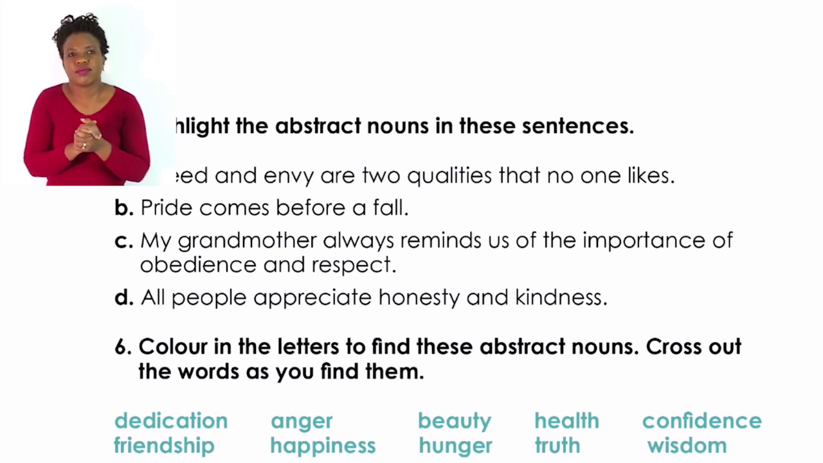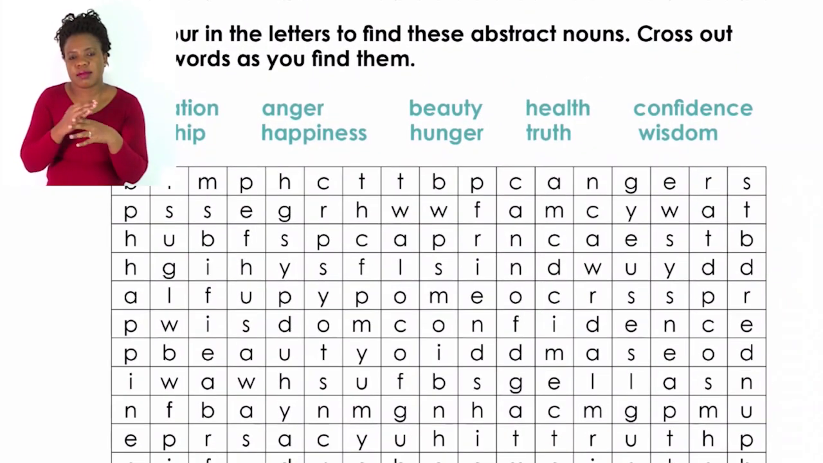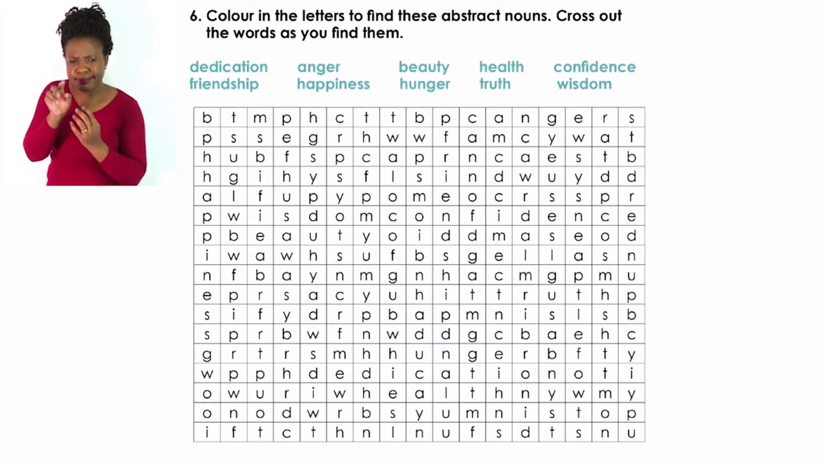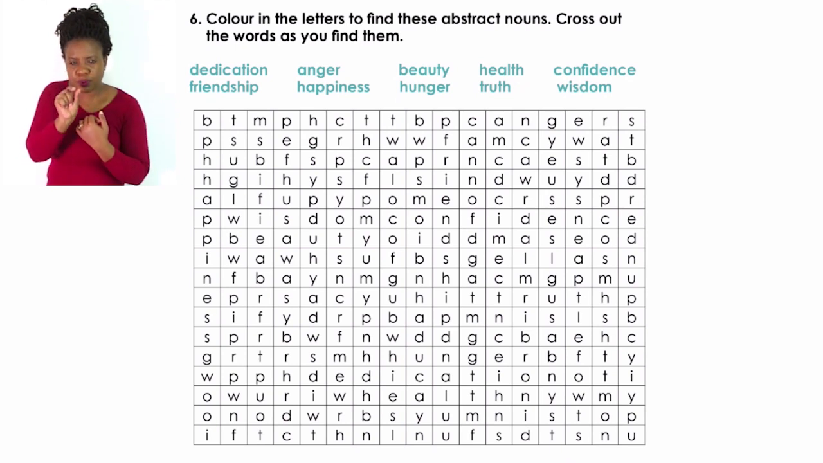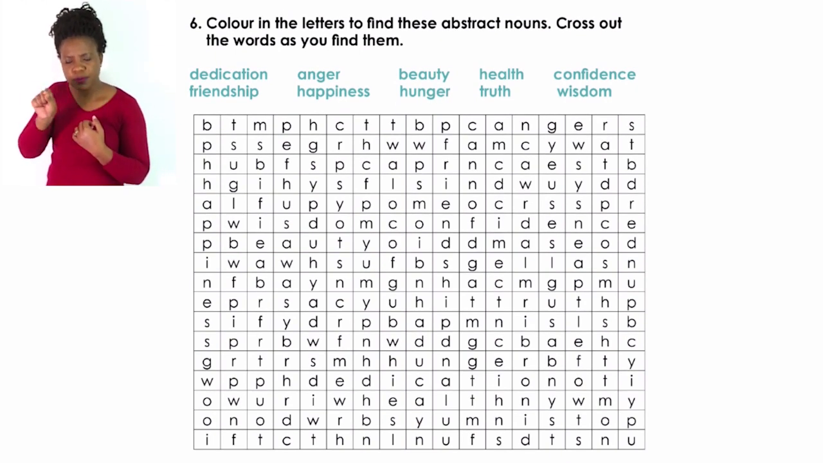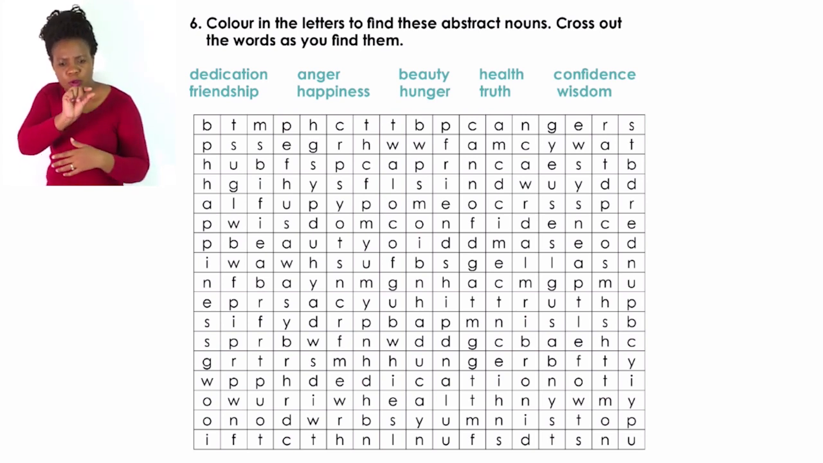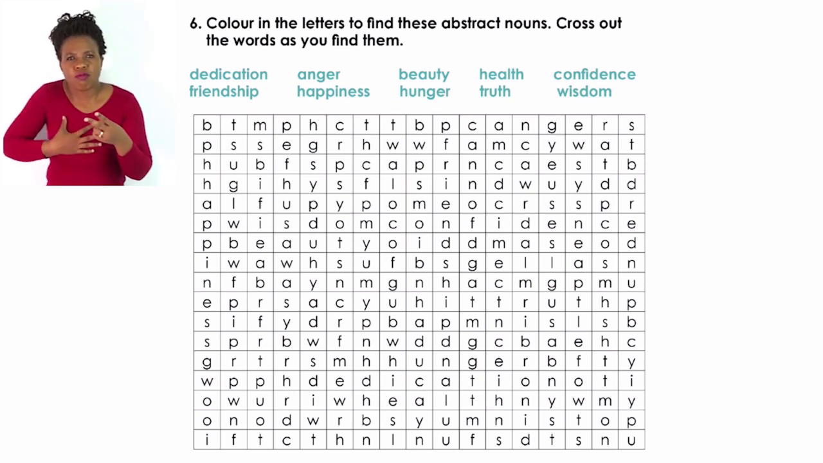The last activity, which could be quite interesting, it says, color in the letters for these abstract nouns. Cross out the words as you find them. Now, that puzzle, we are given some words there, which we are supposed to find within the puzzle. And it says you should color. As you find a word, you color it up. Right, the words are dedication, anger, duty, health, confidence, friendship, happiness, hunger, truth, and wisdom.